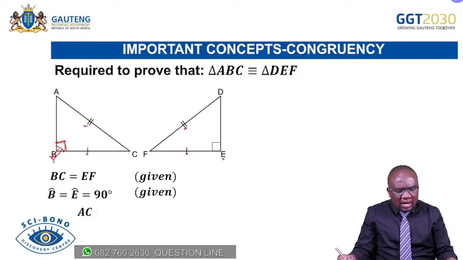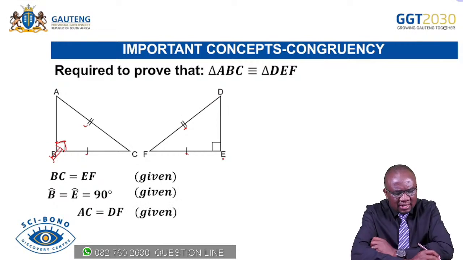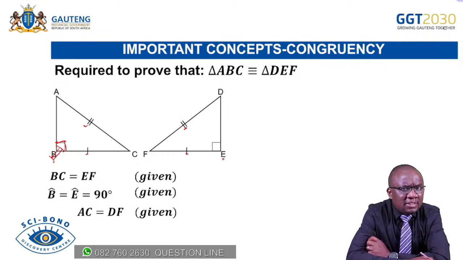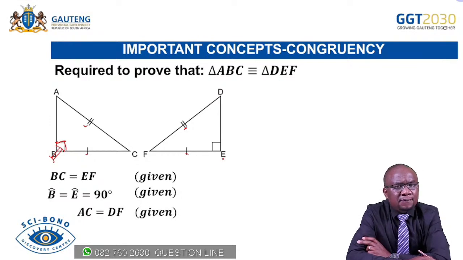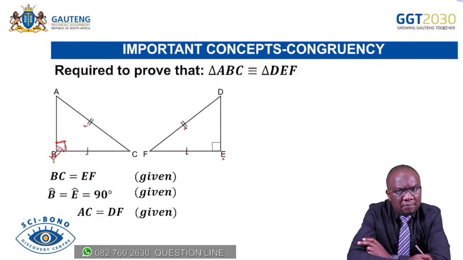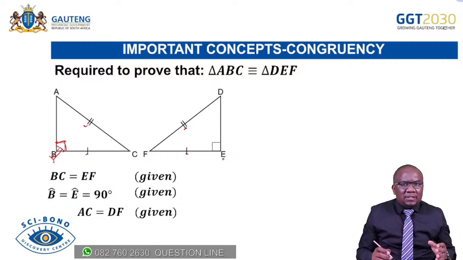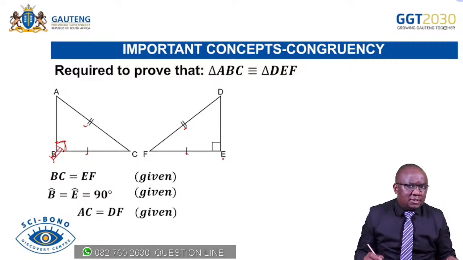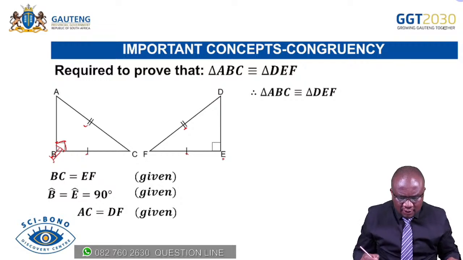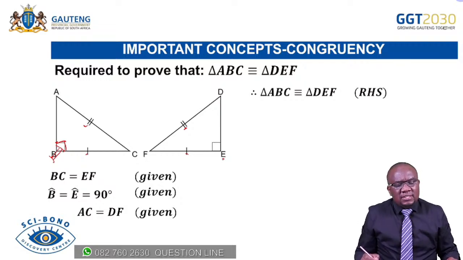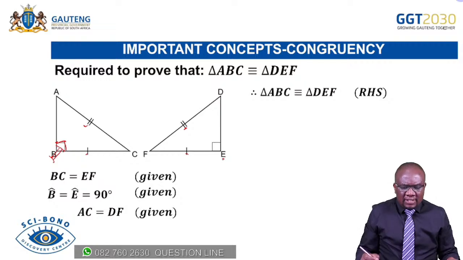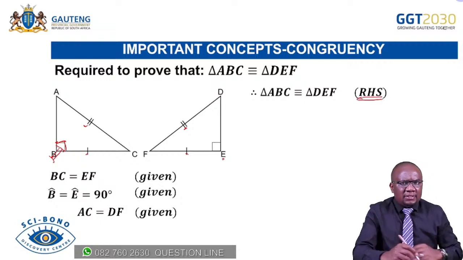Now, what can you say about triangle ABC and triangle DEF? They are congruent. Why? Because of right angle, hypotenuse, side. Do you remember that? We're going to be using this concept when proving our theorems. So we're saying triangle ABC is congruent to triangle DEF because of right angle, hypotenuse, side.